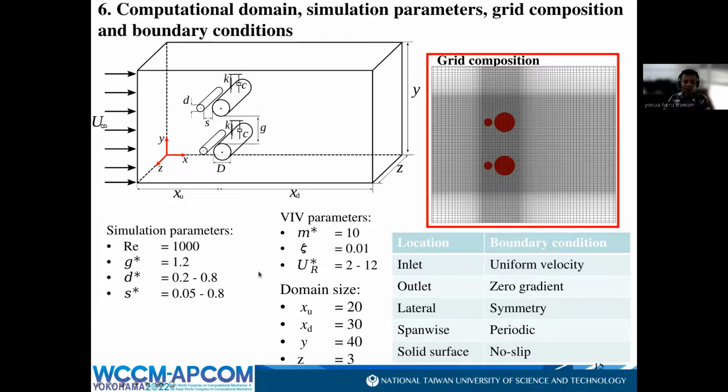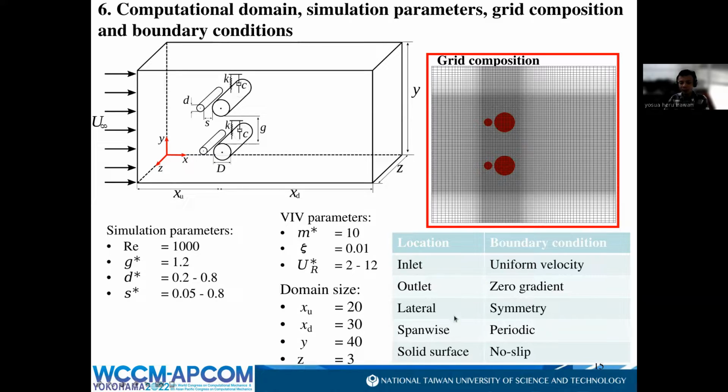For the domain size, in the streamwise direction, the X direction, we use a distance equal to 50 D, with the upstream equal to 20 D and the downstream equal to 30 D. For the cross flow direction, we use 40 D, and for the spanwise direction, we use 3 D.